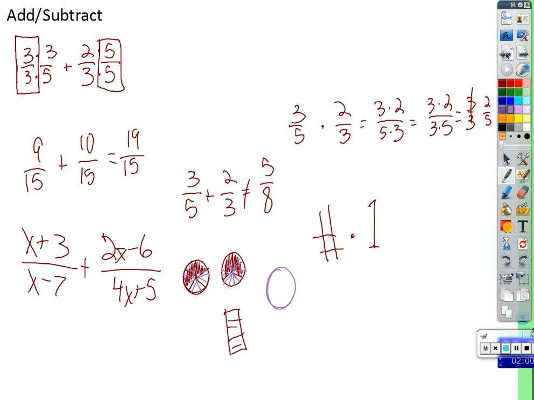Before we can add 2 fractions together, we must find what? A common denominator. Okay, so we come back to this example because it is possible to see why you need to get a common denominator.